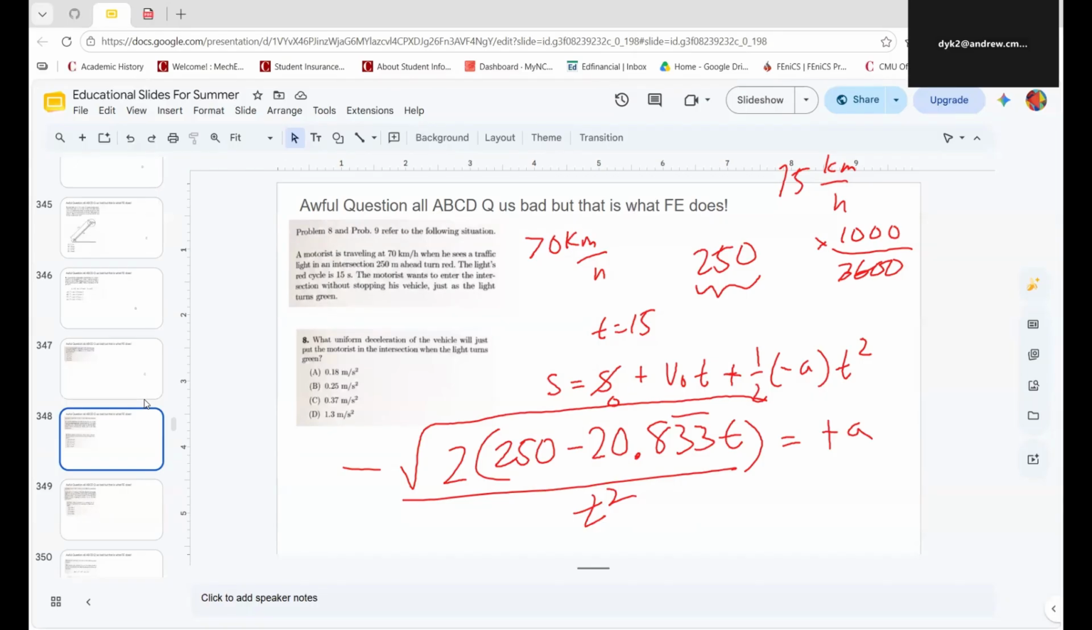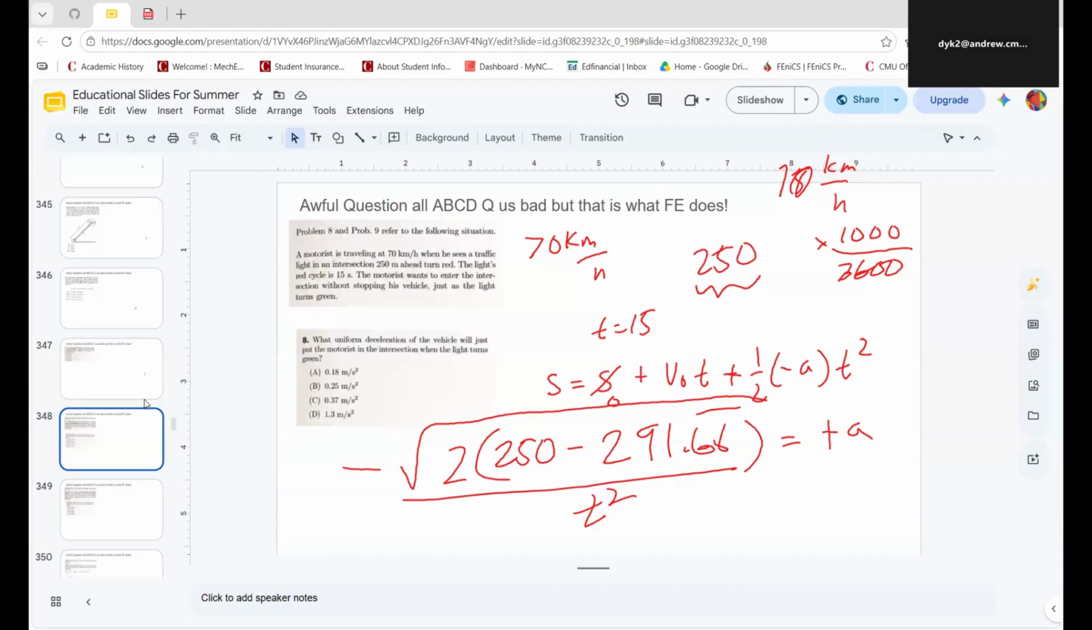All right, let me redo this a little bit. What's VO? Wait, this is 70. That's what I got wrong. 70 multiplied by 1000 divided by 3600. It is in hours, so that's correct. That is about 19. Sorry about that. Oh, and I forgot to multiply by 15 there. I knew that was too small. So it's 291.66. So second square root of 2 parentheses 250 minus 291.6666, parentheses divided by 15 squared, which equals a domain error.